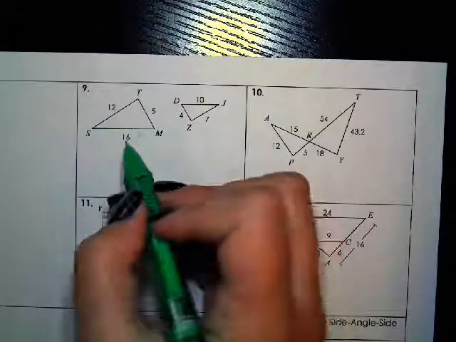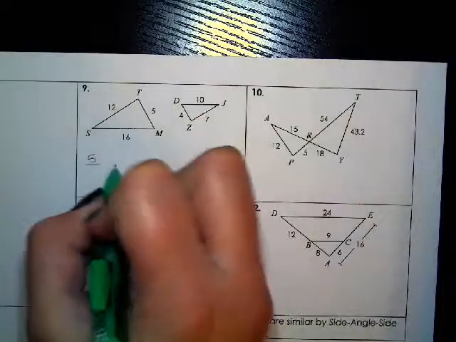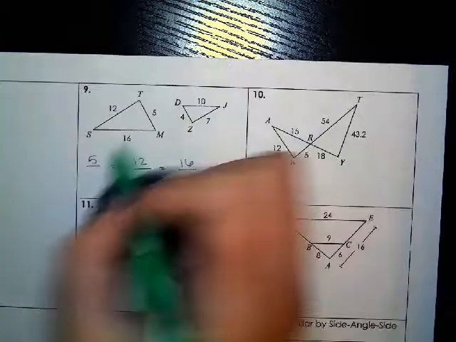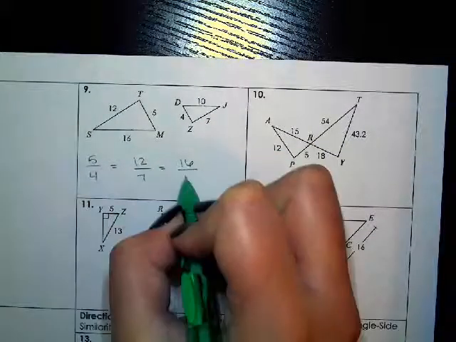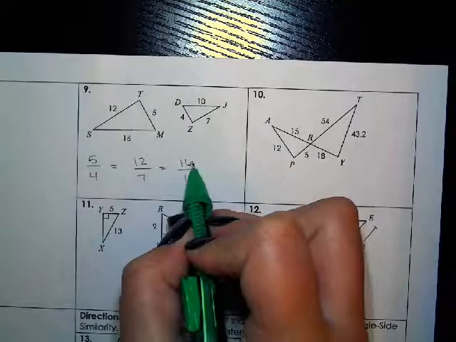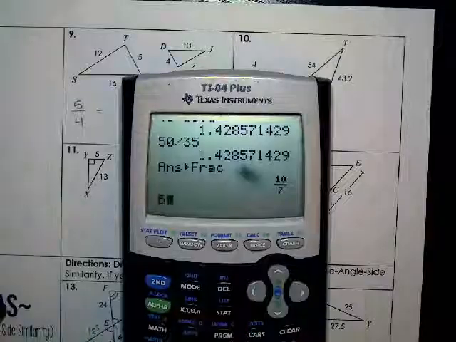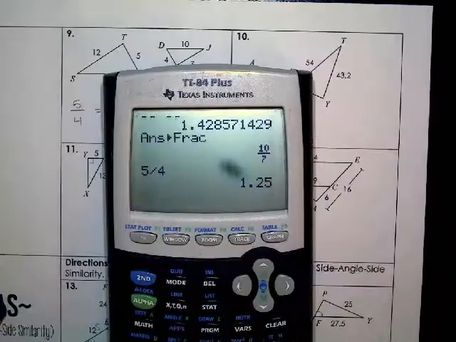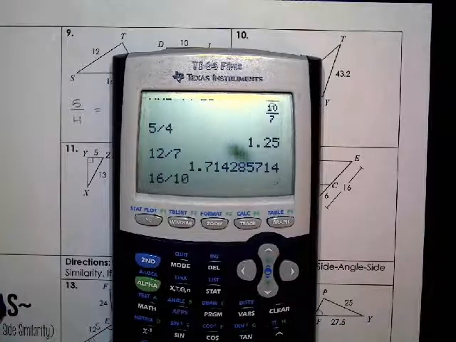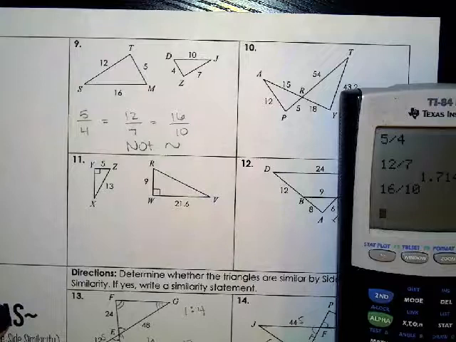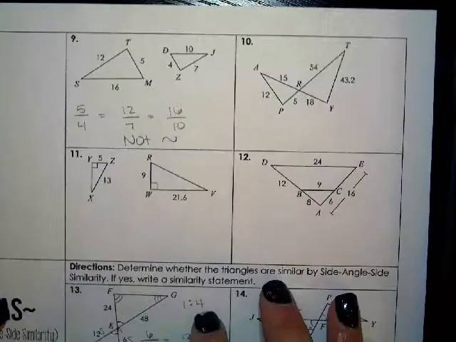We have 5, 12, 16, and then 4, 7, 10. So I'm doing the small side, the medium side, the big side. The small side, the medium side, the big side. And now I'm just going to compare these. 5 over 4. 12 over 7, oop, 16 over 10, those are not. So I'm going to say not similar. Those are not similar.